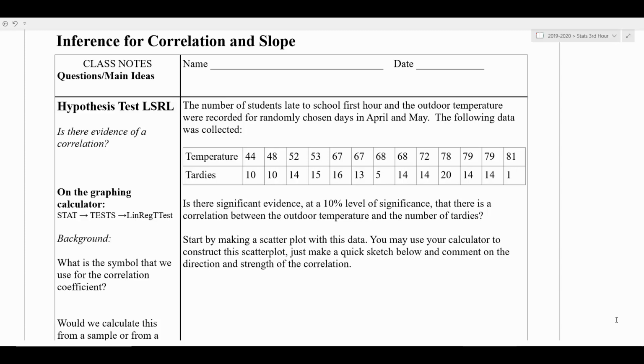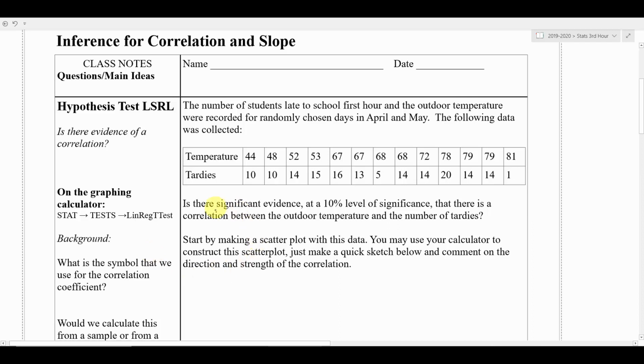All right. Our data that we have here, we're looking at temperature and we're looking at tardies. So we're trying to establish whether or not there is some kind of relationship between the temperature outside and the number of students that are late to first hour at school, right? Who knows? There might be a relationship, there might not be, but that's our goal, is to kind of find out if there is any kind of relationship between these two variables. And then if there are, can we use it to make a prediction? Can we predict the number of tardies based on the temperature outside?